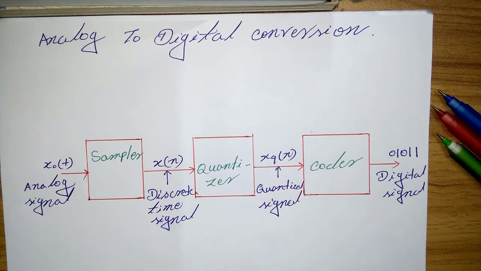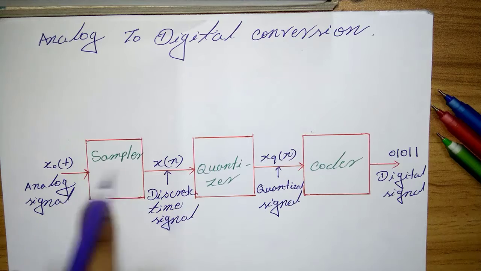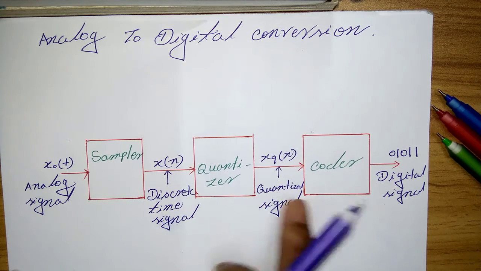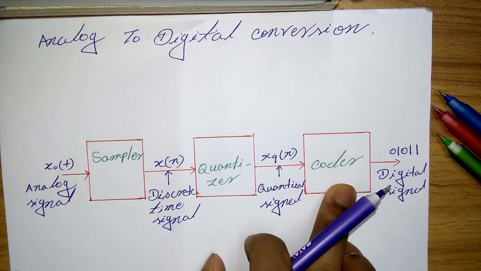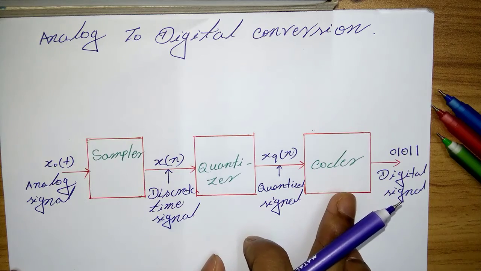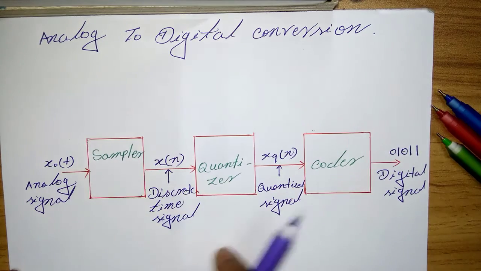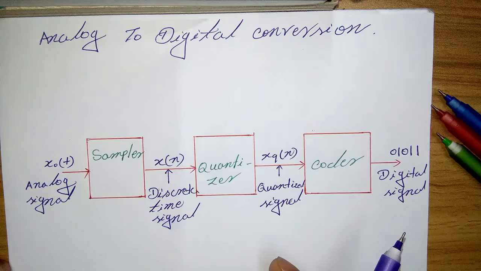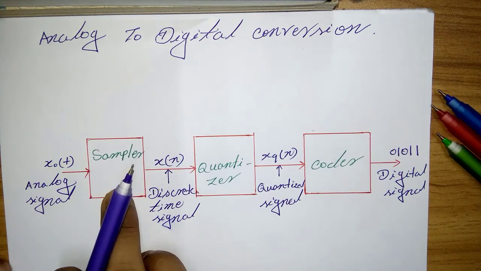Here we know that when we convert a signal from analog to digital, we need an analog to digital converter. Conceptually, we view analog to digital conversion as a three-step process, shown in the figure. First is the sampler.